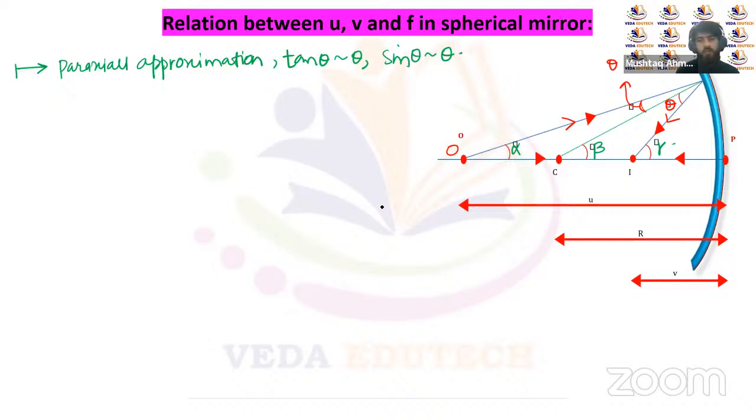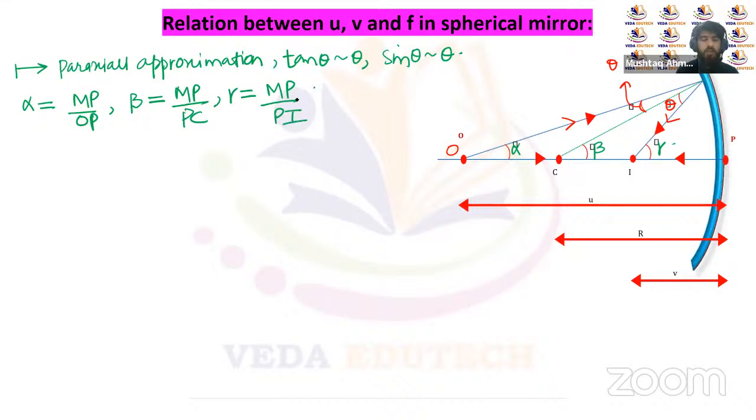Now if we calculate the value of alpha here, we'll be using tan of alpha. Tan of alpha will be equal to MP upon OP, that's the object distance. And the value of beta will be equal to MP upon PC. And the value of gamma will be equal to MP upon PI. This will be the value of gamma.